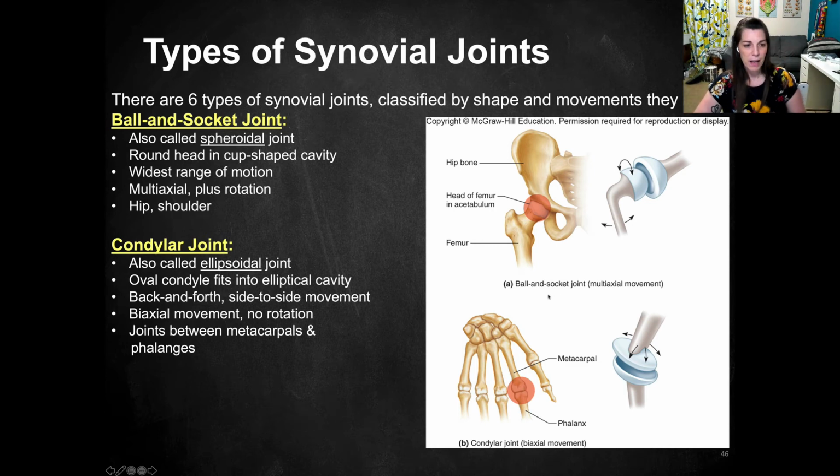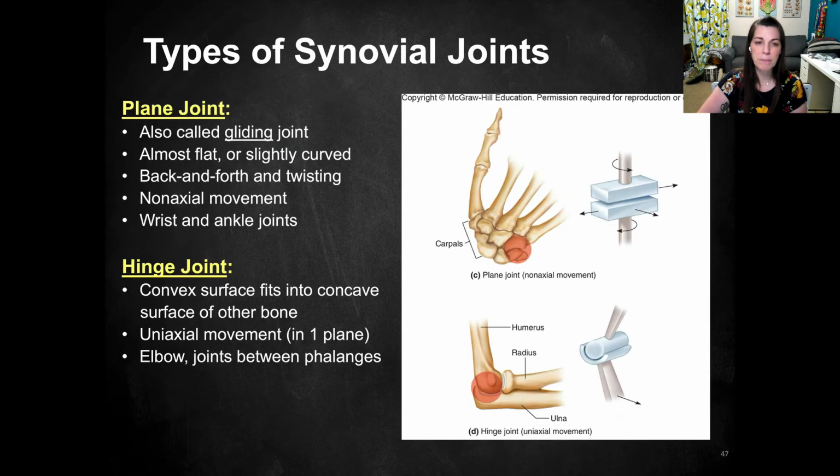Then you have a condylar joint, which is also called an ellipsoidal joint. And it's an oval shaped joint, and it moves, here, I'll show you. It goes back and forth, and it goes like that too, right? But it does not rotate. There's no rotation. I mean, I can rotate the flesh on my fingers, but not that. So this joint here, this knuckle joint, that's a condylar joint.